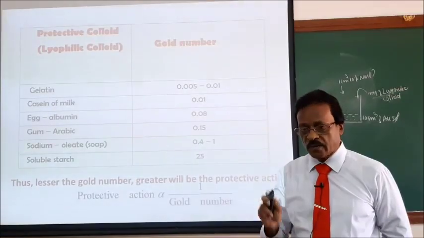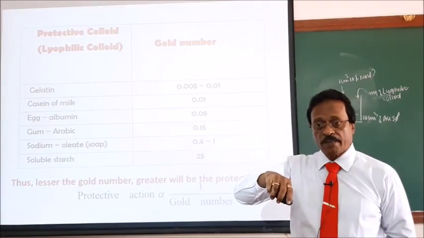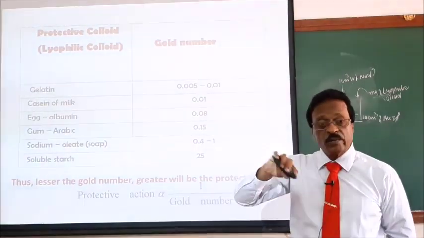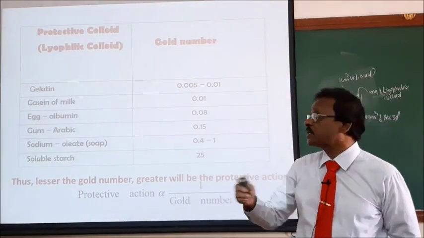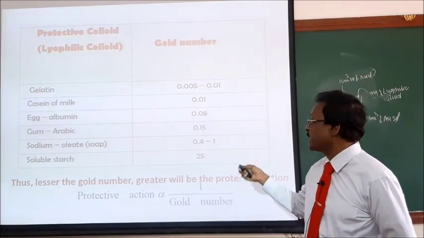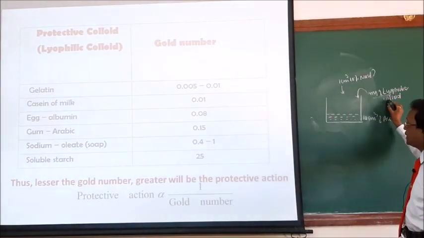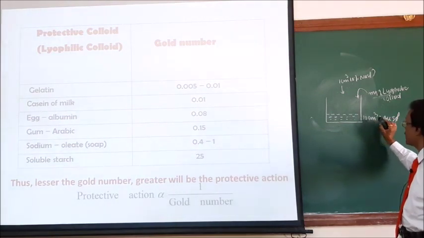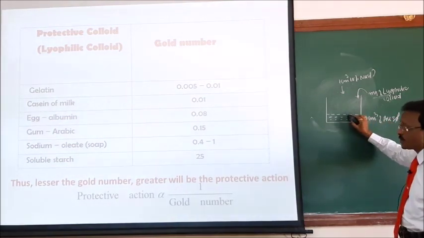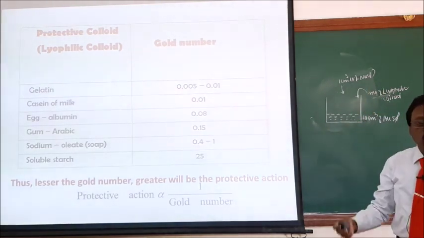In practical applications, you have to make lyophobic colloids more stable by adding a lyophilic colloid. Then how many milligrams of lyophilic colloid should be added to make it more stable? That is expressed in terms of the gold number. Again I define the gold number: it is the number of milligrams of lyophilic colloid that should be added to 10 ml of gold sol just to prevent precipitation, just to make it stable, when 1 ml of 10% sodium chloride is added.